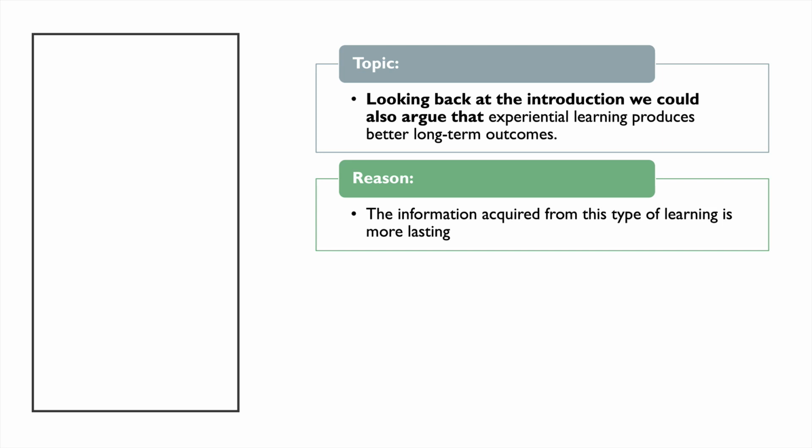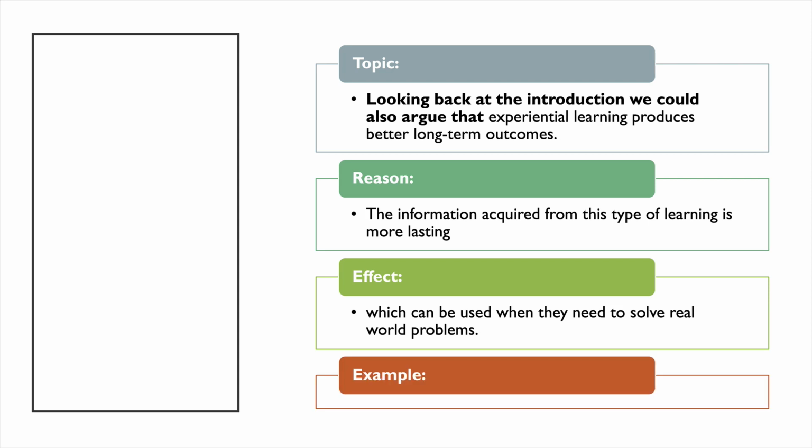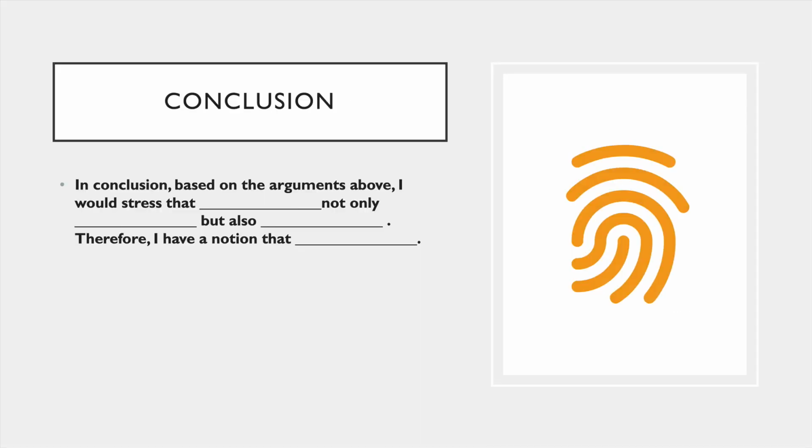That means you remember it for a longer time. If you remember the information for a longer time, what is one more positive thing that happens? What is the effect? Which can be used when they need to solve real world problems. That means in the real world, when you really have to apply your knowledge, you don't have to think much and you can easily apply the information to answer the question. Any example of that? If you have, you can give example. If not, you can simply skip this part, and then you can see yourself that I have skipped example part here. Now is the time for us to give conclusion.